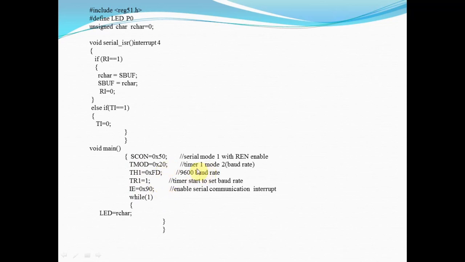For that purpose, we know that timer 1 in mode 2 is used for setting the baud rate. So first you have to mention the value corresponding to timer 1 mode 2, which is 0x20. So TMOD is equal to 0x20. Corresponding to the 9600 baud rate, the value comes out to be 0xFD. So TH1 is equal to 0xFD, and for setting this baud rate you have to start the timer, so TR1 is equal to 1. So with these three steps we are going to set the baud rate equal to 9600. Again, for more details on setting the baud rate you can refer to my previous videos.